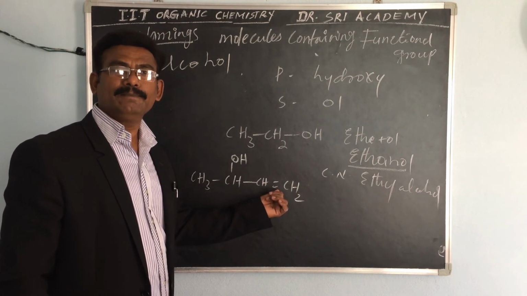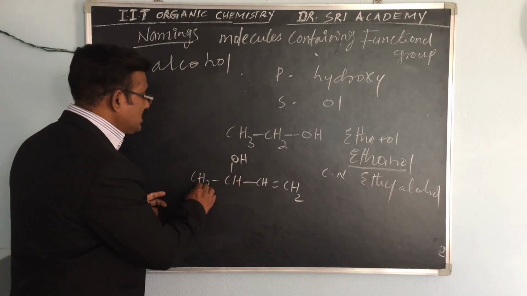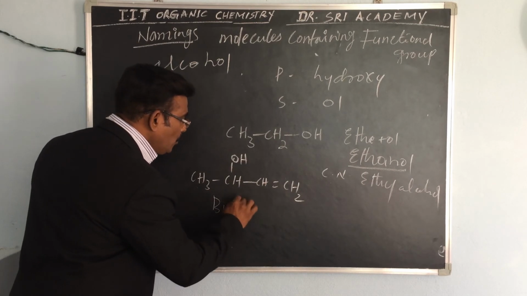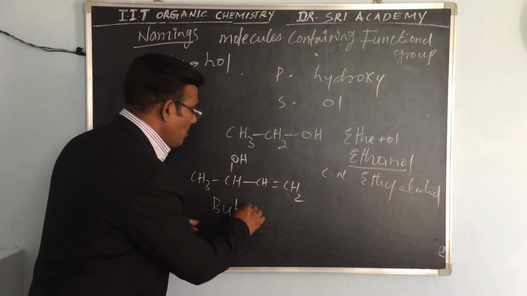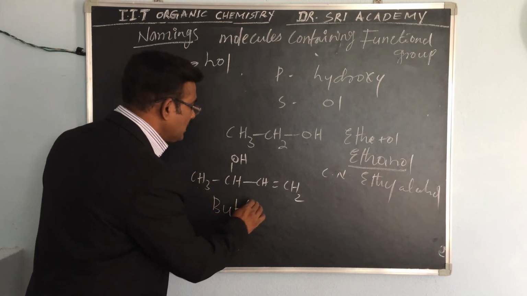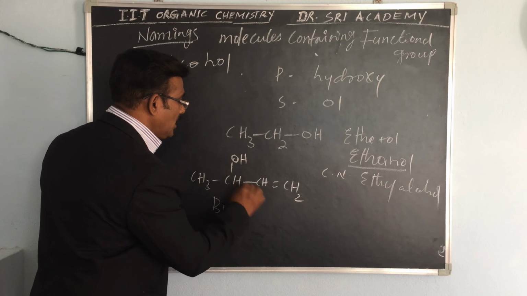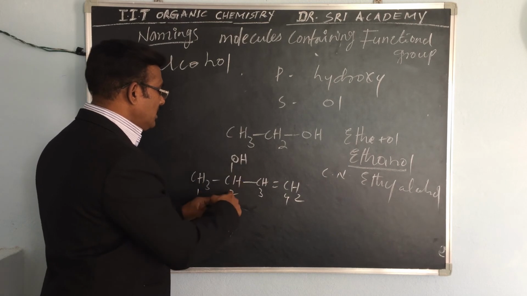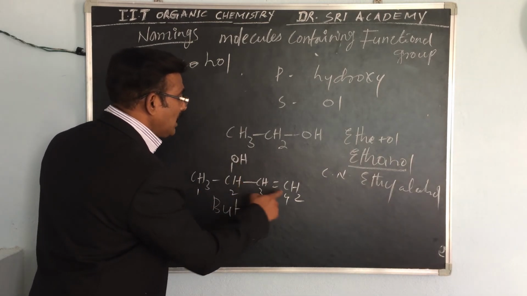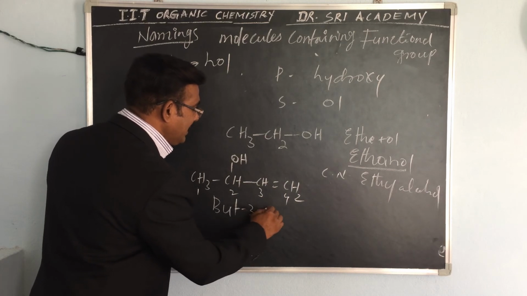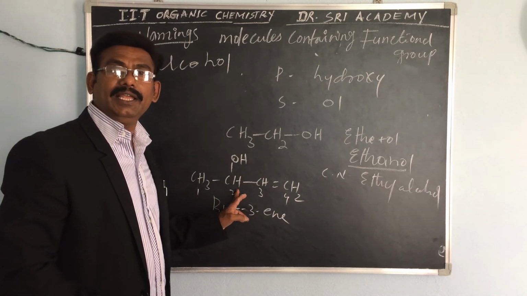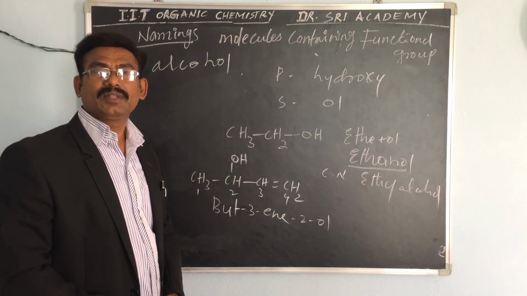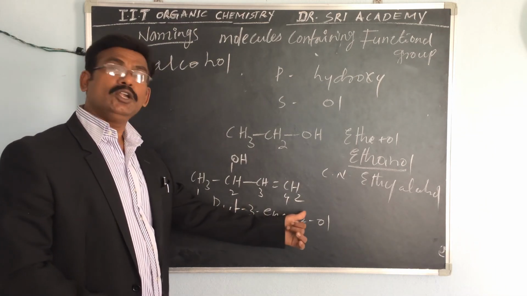So now CH3, CHOH and CH double bond CH2. Okay, so now we can give the bute. 3 in 1, 2, 3, 4. So nearer to this one, the lowest number is for the OH. So 3 position containing the double bond, 3-en-2-ol. We give the 2-ol like this. Okay, so but-3-en-2-ol.